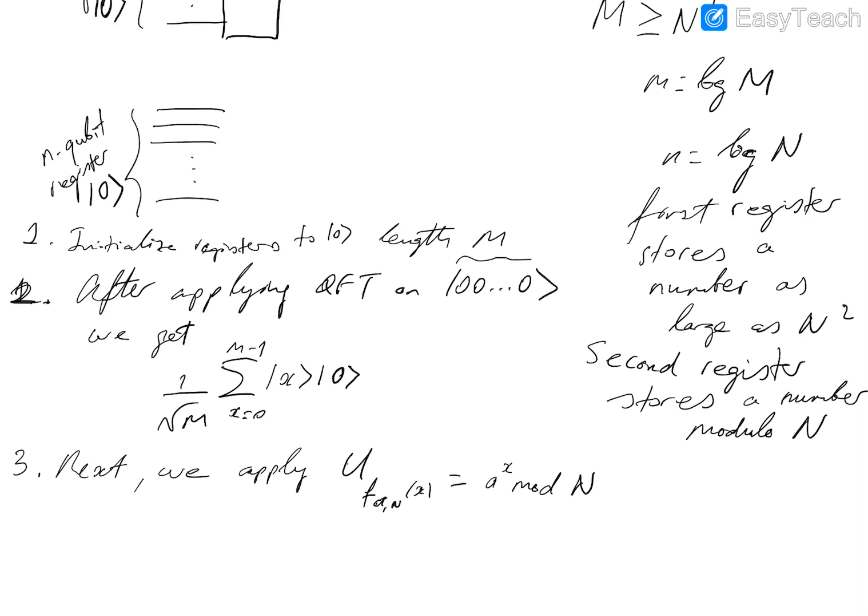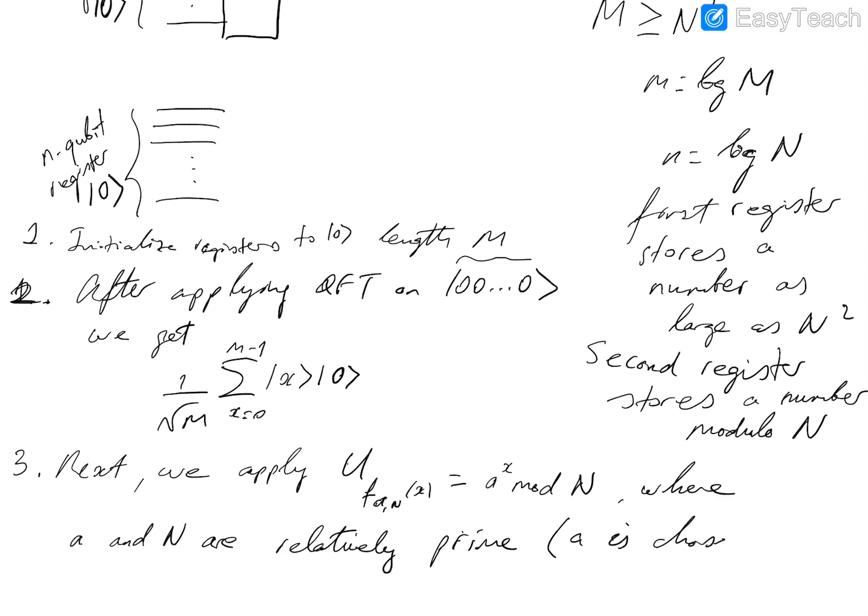Here a is a randomly chosen integer such that a and n are relatively prime. So a is chosen randomly. And a and n being relatively prime means that the GCD of a and n is equal to 1.